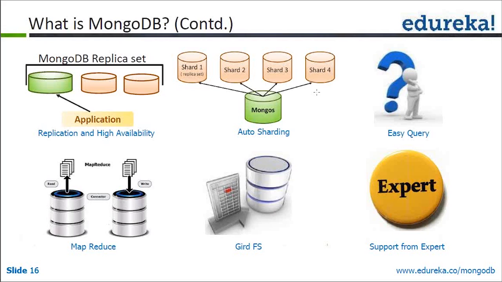GridFS is the solution from MongoDB to store large files. For example, large files such as video files, audio files, stuff like that, right? Generally, in case of RDBMS, we do it as a blob object, or maybe we save it as a file. But the problem is those are not distributed. GridFS is a specification which gives you the flexibility to save these big binary objects in a distributed manner.